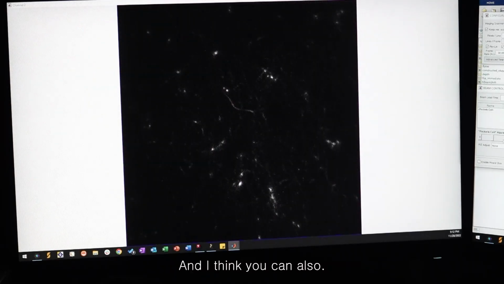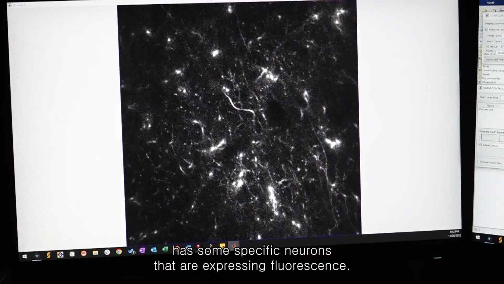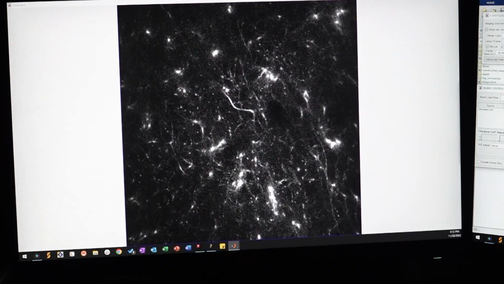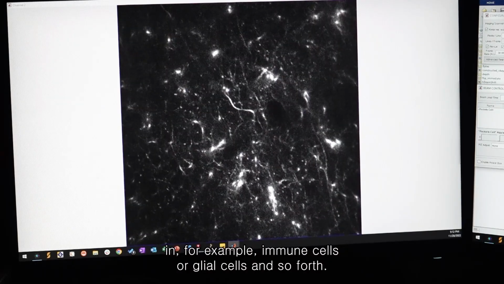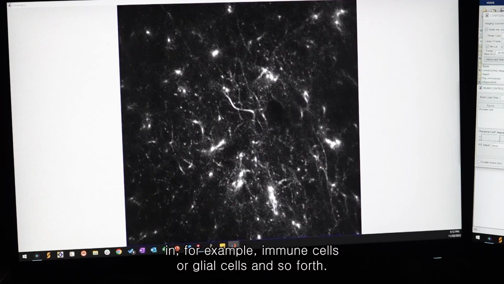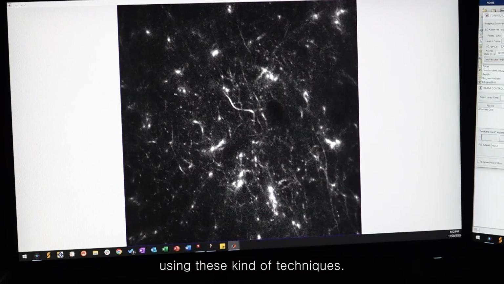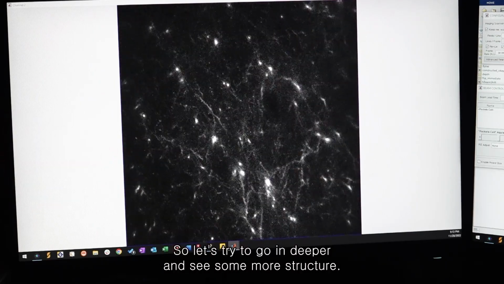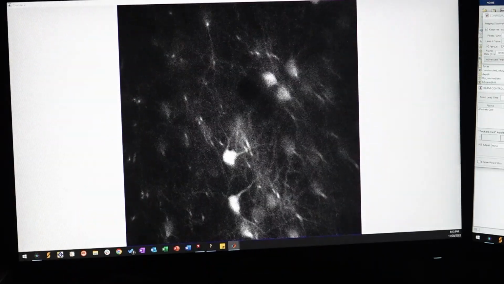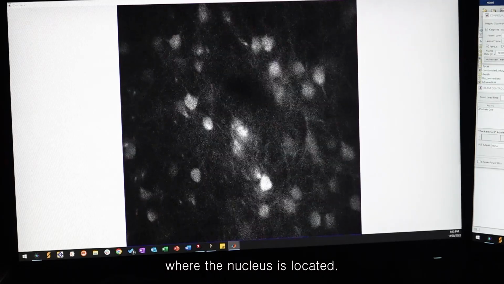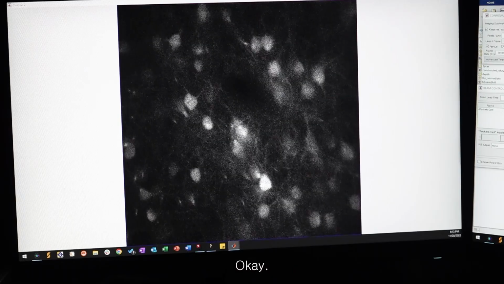and so we also changed the laser power to go in deeper. And so this mouse has some specific neurons that are expressing fluorescence. And for example, we can also use different mice that have fluorescence in, for example, immune cells or glia cells and so forth. And we can also image action potential of different mice using these kind of techniques. So let's try to go in deeper and see the soma structure. So here you see the soma, where the nucleus is located. And so we can go deep inside the mouse brain while the mouse is alive. Okay.